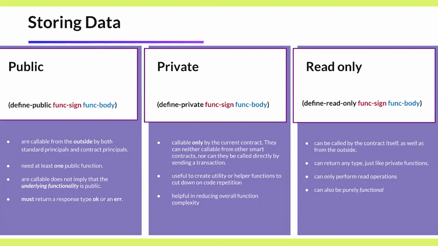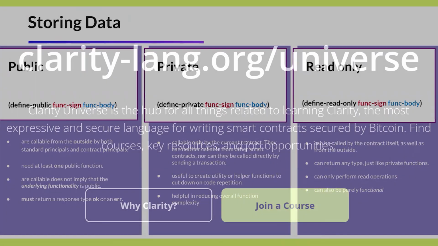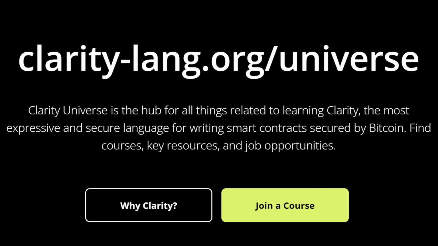Read-only functions also do not require a transaction cost, right? So if you have read-only functions to just get, like, an ID of something, for example, a user does not have to pay a transaction fee for that.